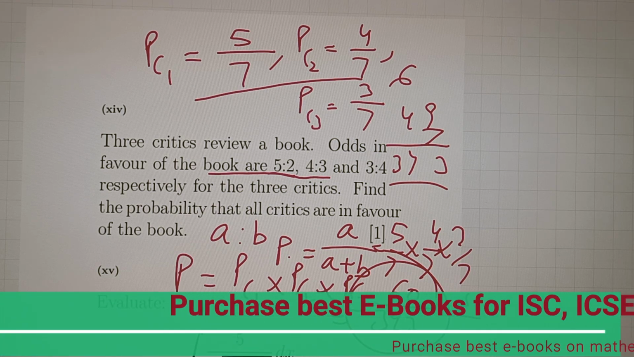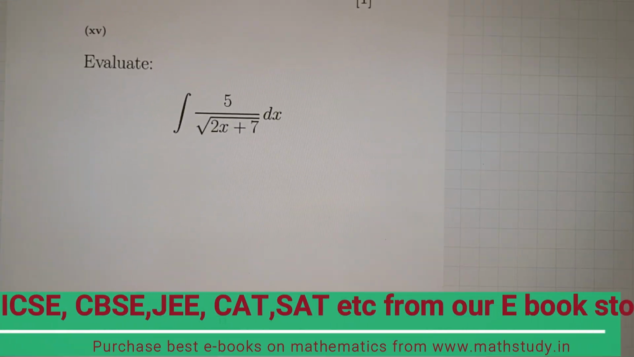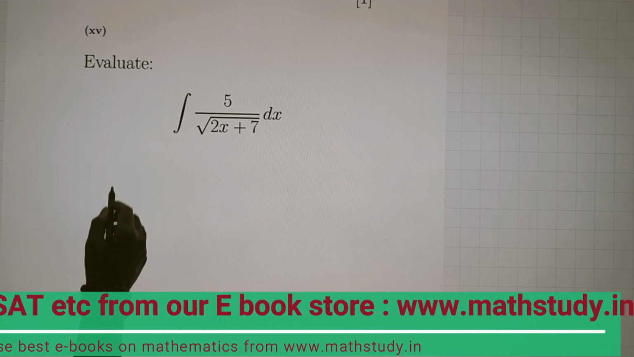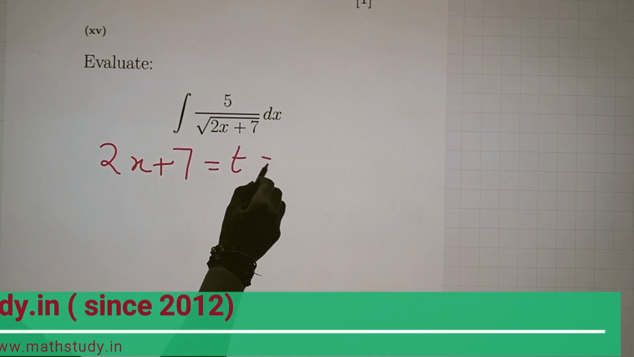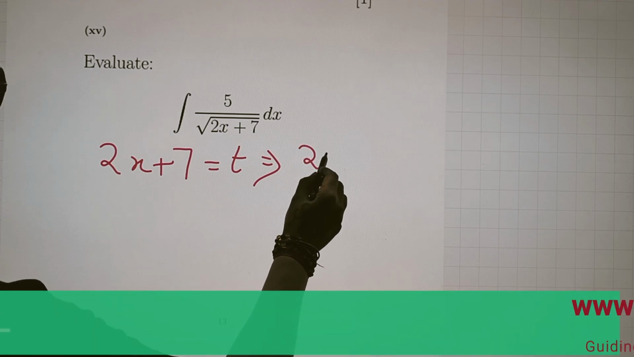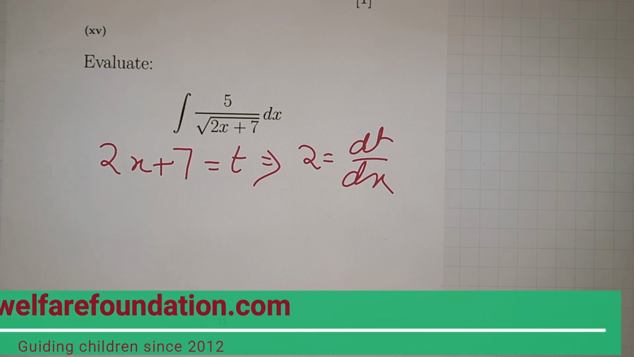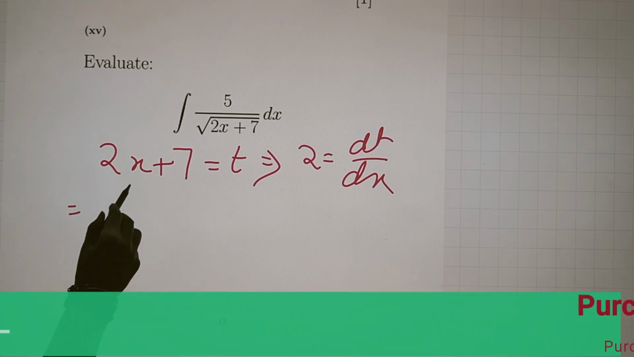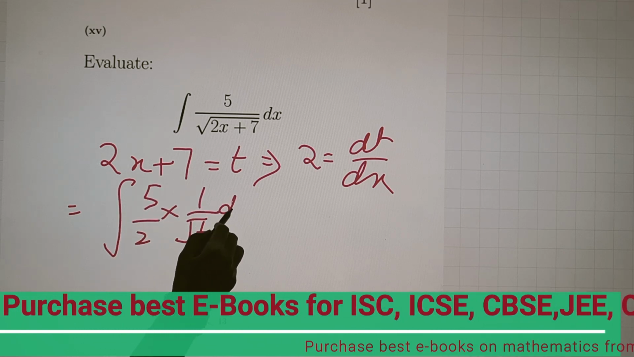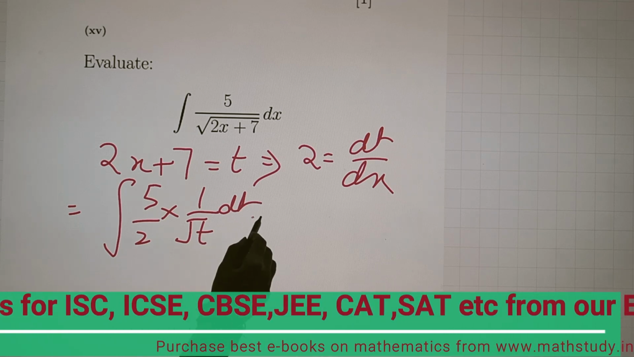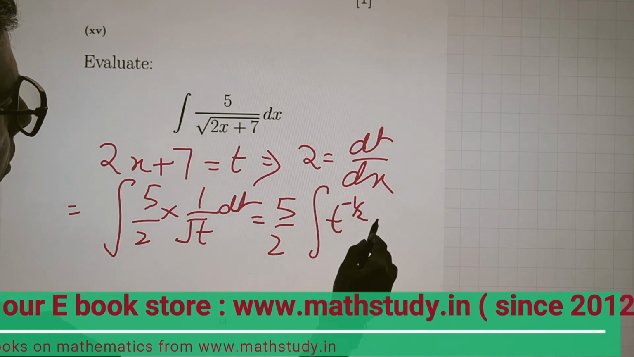Now let's move towards the last part of this question, that is part 15. So this is the 15th part of the first question, which is the last question, which is of integration. Here we can simply substitute 2x plus 7 is equal to t. So this implies 2 is equal to dt by dx. So our integral will become 5 by 2 into 1 by root t. Simply we can write it this way. Now we can write it further, t raised to the power minus half into dt.